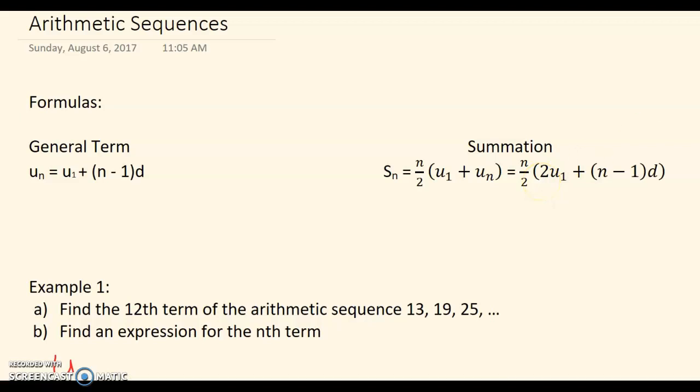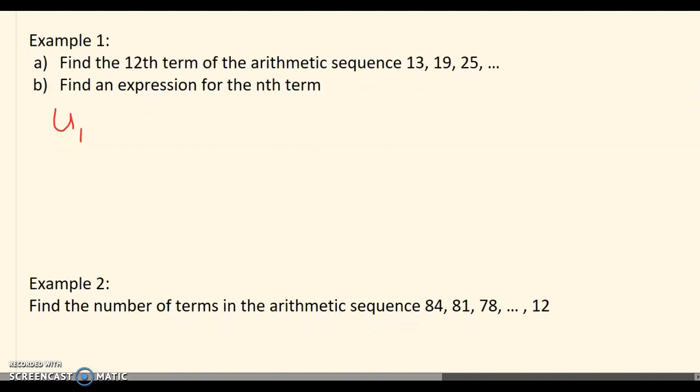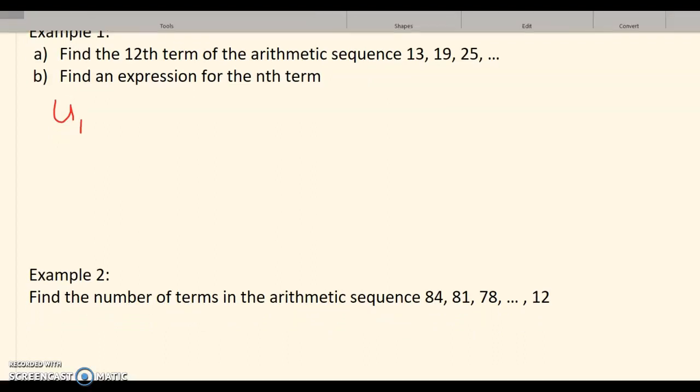So let's do some examples. So we have this first one. We have find the 12th term.